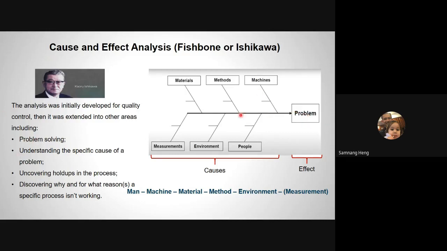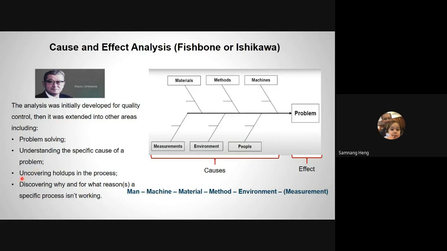And then you branch out and find the categories. Normally the generic categories of the problem come from five: material, method, machine, people, and environment. And measurement is sometimes optional, so I put it in parentheses here. It's not always the case, but most of the time it comes from these factors, like people, environment, material, method, machine, machinery, technology.